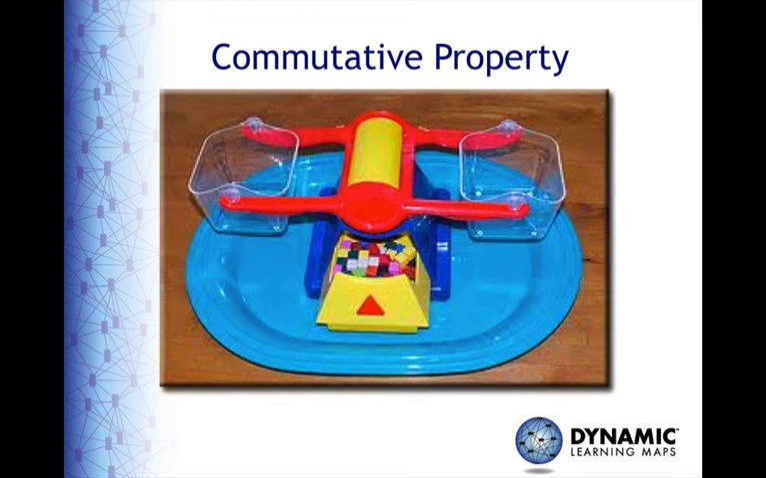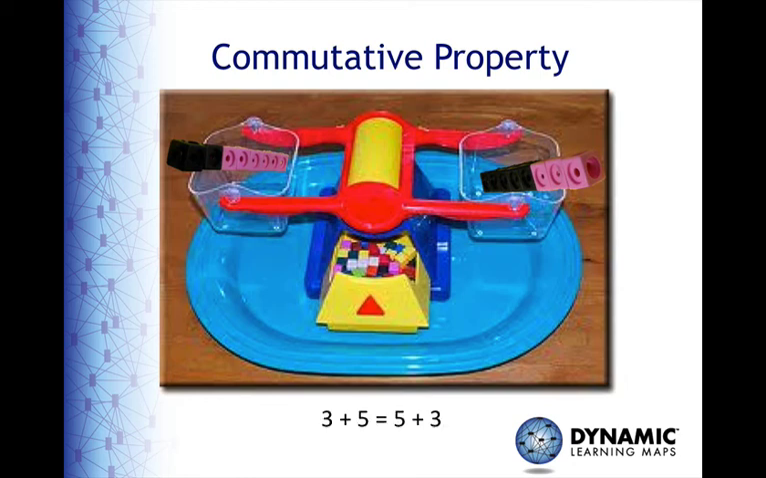Then have the students work with a pan balance. On one side of the pan balance, place 3 pink cubes added to 5 black cubes to represent 3 plus 5. On the other side of the pan balance, place 5 black cubes added to 3 pink cubes to represent 5 plus 3. Then ask the students if the left side or the right side has more. They should see that the two sides have the same amount. Write out 3 plus 5 equals 5 plus 3.